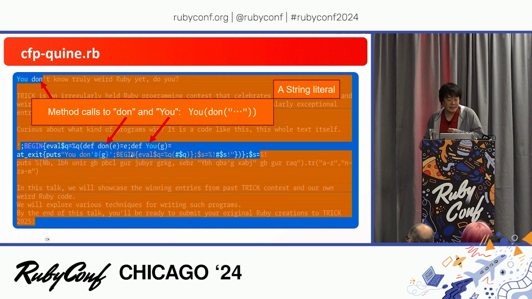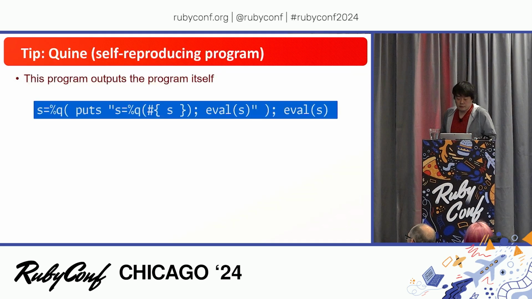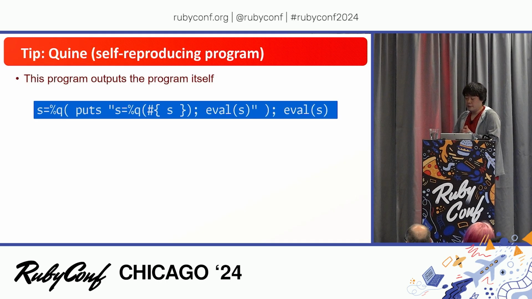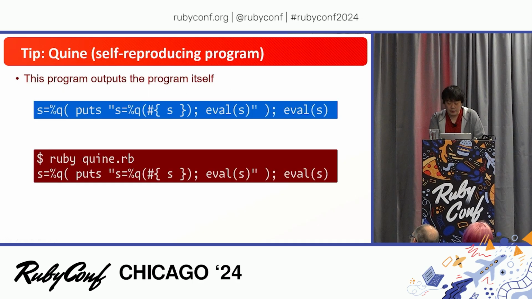These definitions are in capital BEGIN blocks, so they are evaluated before the method calls themselves. And finally, this program emits the program itself. Code that outputs itself is called a quine. It is named after a famous philosopher named Willard van Orman Quine. From the previous code, I extracted only the essence of the quine part, and this is that one. When executed, this code prints itself. So, oops, this and this are the same. I don't have time to go into its detail, but I will publish these slides, so please take a look later.